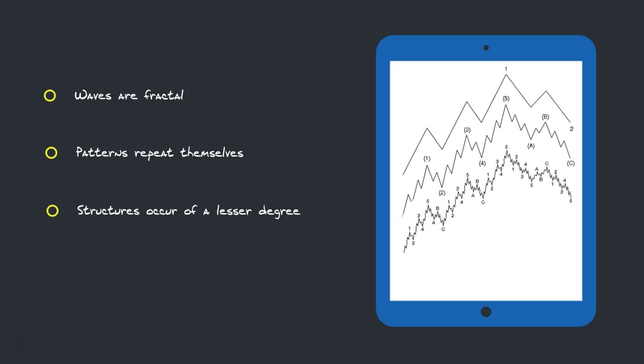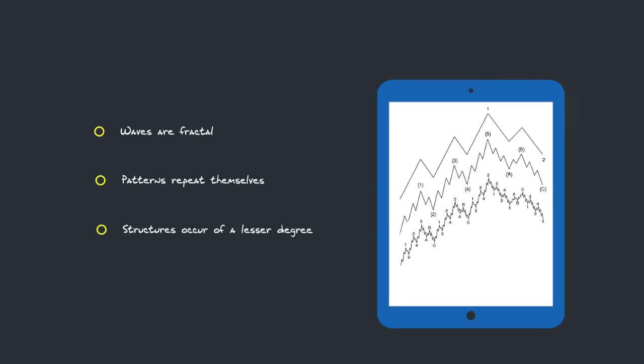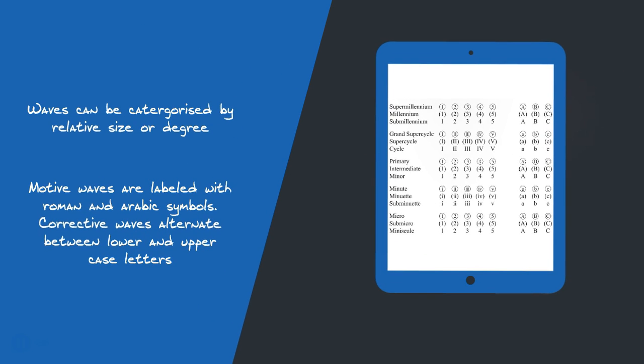As you can see, the waves are fractal, meaning patterns repeat themselves and are made up of structures of 1 lesser degree. When you look closely at the substructures, you see the same patterns emerging. Notice how the larger pattern breaks down into smaller patterns. It doesn't matter which time frame you use to trade Elliott Wave, the patterns will repeat themselves due to the fractal nature. Waves can be categorized by relative size or degree. This is useful for labeling waves on different time frames.